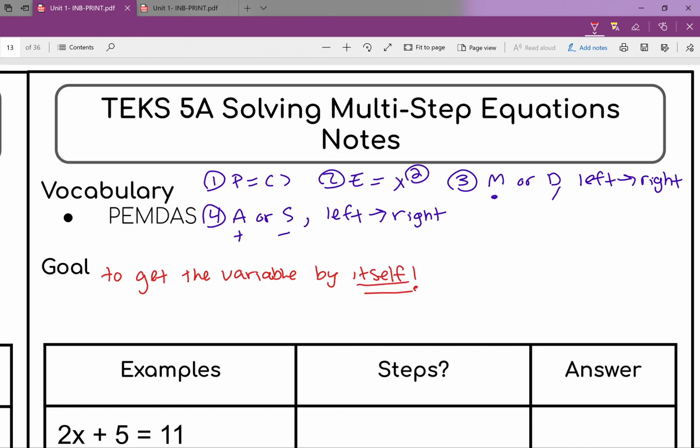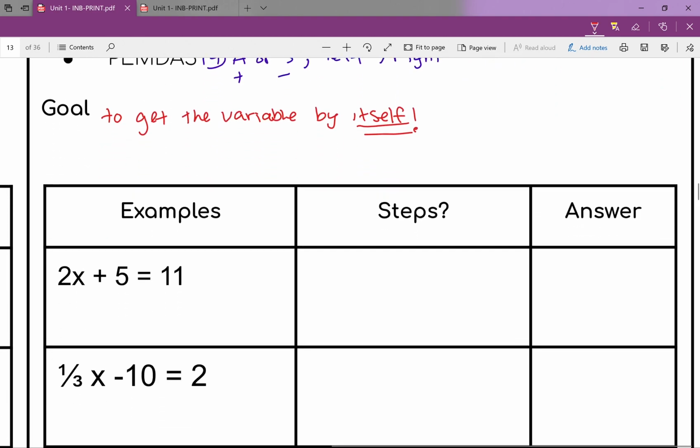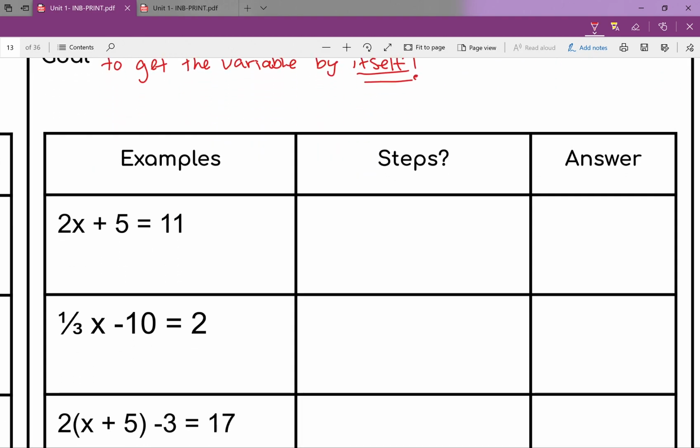Okay, so let's look at some examples. So example 1, we have 2x plus 5 equals 11. We need to get rid of the number furthest from x, and our number furthest from x is that 5, so I'm subtracting 5. So I'm going to write that as my first step. Subtract 5.